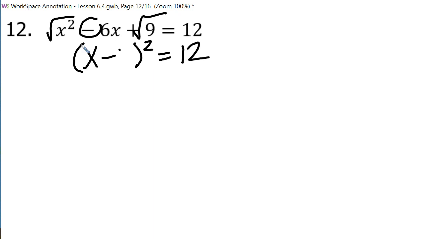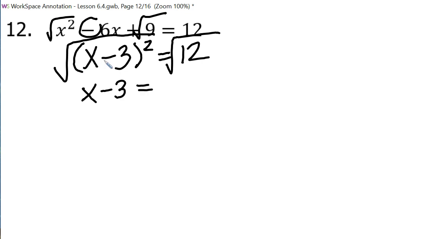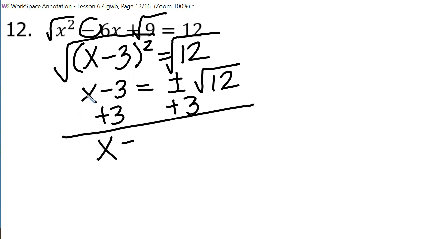How do I get rid of the square? Square root both sides. So square root the left side, square root the right side. And what happens when we square root the square? It cancels, so bring down your x minus 3. And that equals, how many answers should I have? Plus or minus. 2, so this needs to be plus or minus square root of 12. And to get this x by itself, the opposite of minus 3 would be? Add 3 to both sides. So this gives us x equals 3 out front, plus or minus square root of 12.